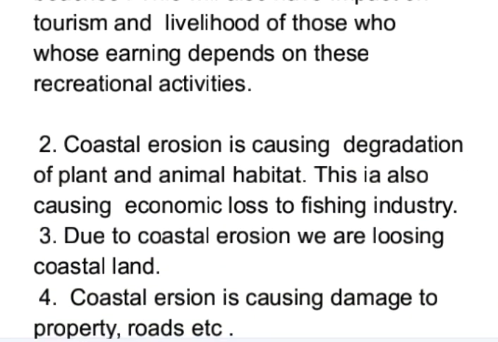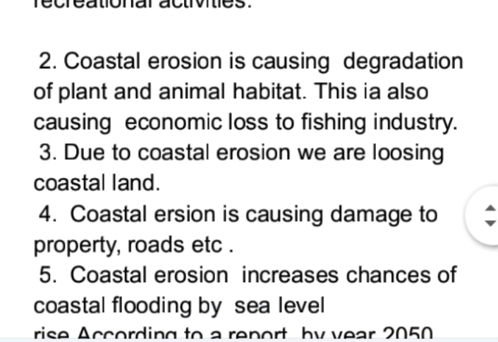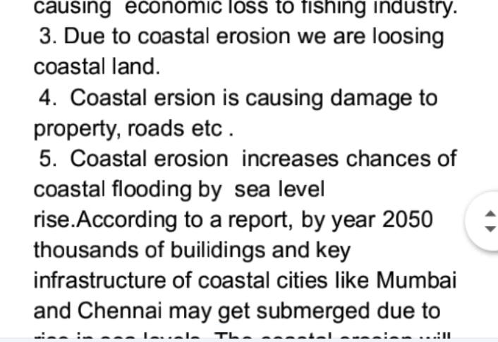Coastal erosion is causing degradation of plant and animal habitat. This is also causing economic loss to fishing industry. Due to coastal erosion, we are losing coastal land. Coastal erosion is causing damage to property, roads, etc. Coastal erosion increases chances of coastal flooding by sea level rise.